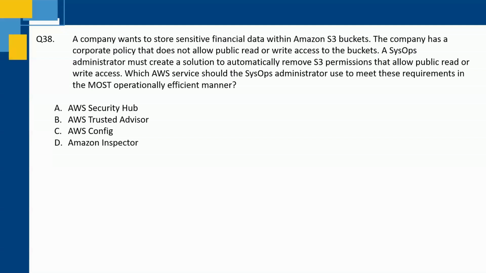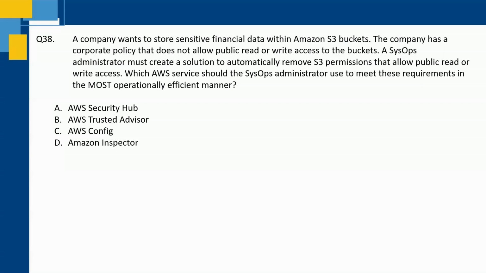Question number 38. A company wants to store sensitive financial data within Amazon S3 buckets. The company has a corporate policy that does not allow public read or write access to the buckets. A SysOps administrator must create a solution to automatically remove S3 permissions that allow public read or write access. Which AWS service should the SysOps administrator use to meet these requirements in the most operationally efficient manner? Your options are AWS Security Hub, AWS Trusted Advisor, AWS Config, Amazon Inspector.